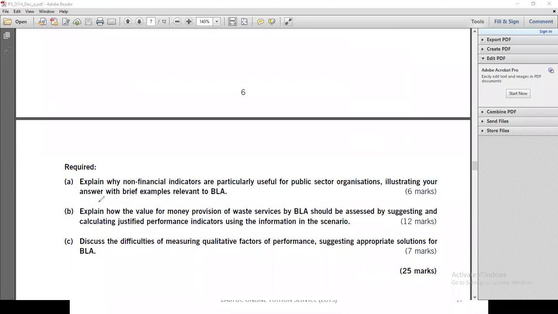So let's get started. People, explain why non-financial indicators are particularly useful for public sector organizations, illustrating your answer with brief examples relevant to BLA. We say the non-financial performance indicators are useful, especially in the public sector organization. What are the reasons that we gave? Let's hear the reasons, please.